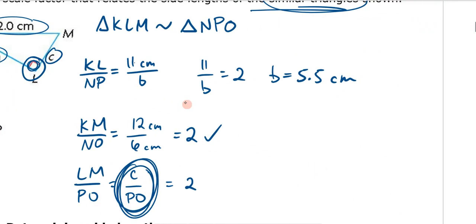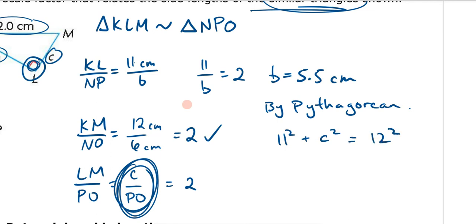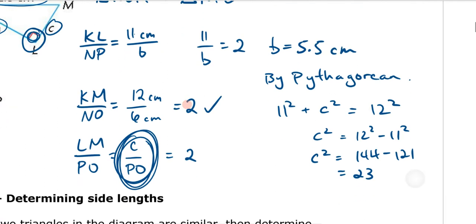So by Pythagorean theorem, 11 squared plus the unknown side, c squared, equals hypotenuse squared, 12 squared. So c squared equals 12 squared minus 11 squared, if I move the 11 over to the other side. And so c squared is equal to 144 minus 121, which is equal to 23. And if I just want c, I'll take the square root. The square root of 23 is my answer.